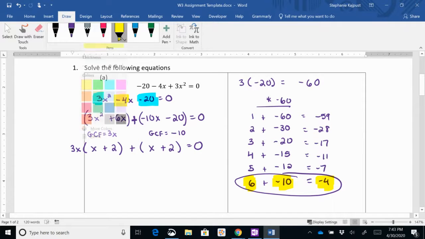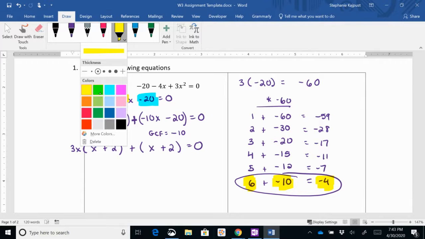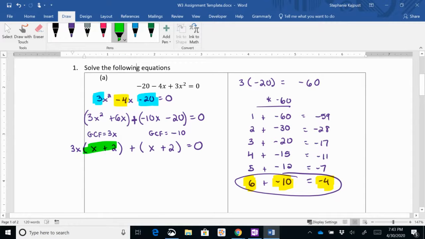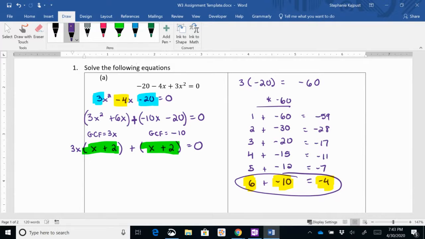You know that you've done this part correctly when the things in parentheses match. If those don't match, that means you made a mistake. So from there, you have the things that match. That's going to be one of your sets of factors. So one of them is going to be x plus 2.